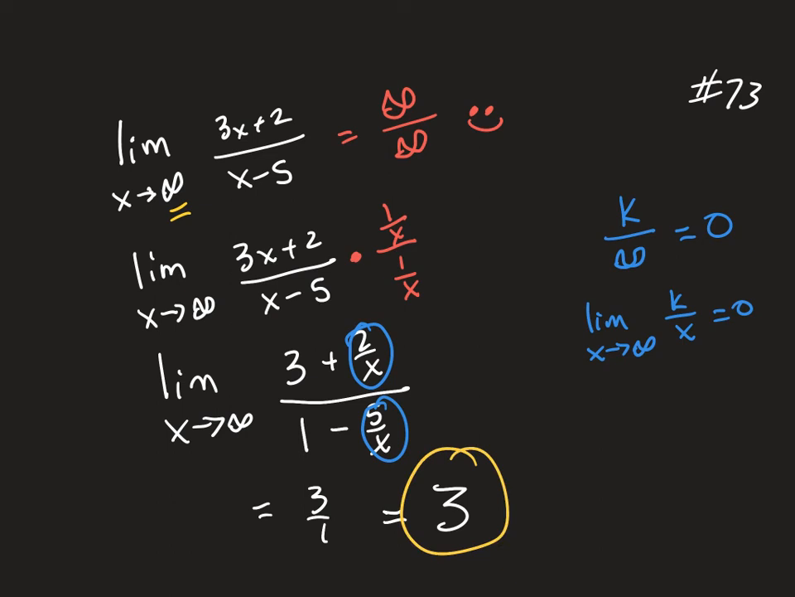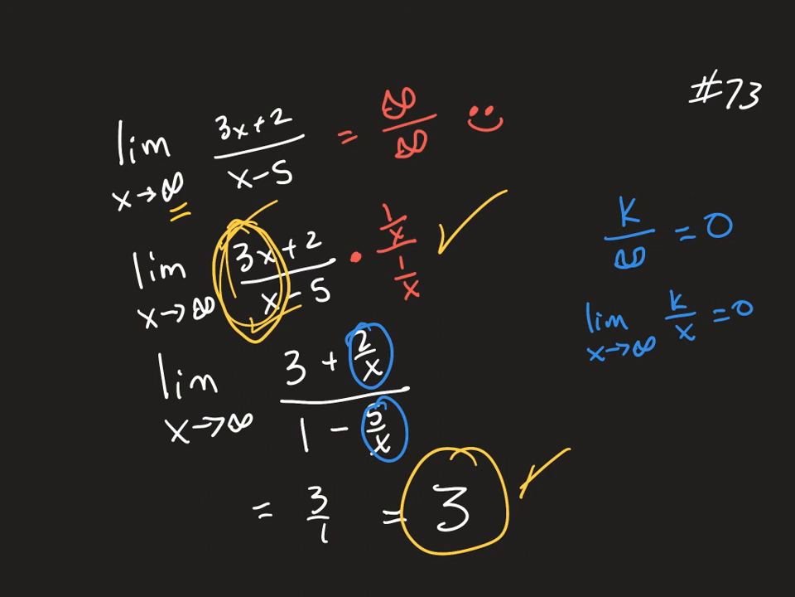Now, what I will tell you is that as you do this trick more and more, you'll start to notice when the degree of the numerator and the denominator are the same. In other words, here we have a first-degree polynomial, 3x plus 2. Here we have a first-degree polynomial, x minus 5. When those degrees are the same, you can take a look at the ratio of the leading coefficients, and that's going to be the limit. So here we have 3 over 1 right here, and sure enough, 3 over 1 was our limit.